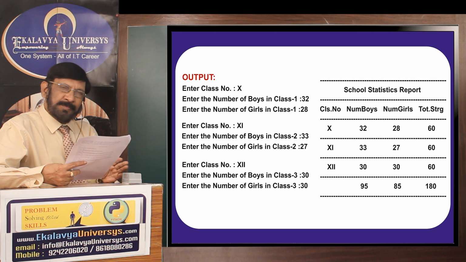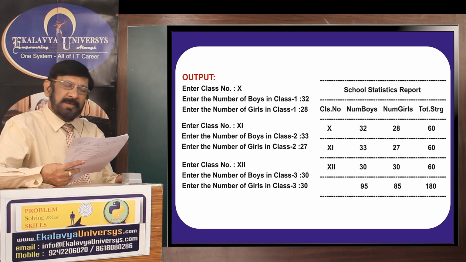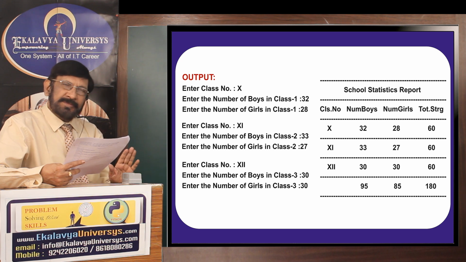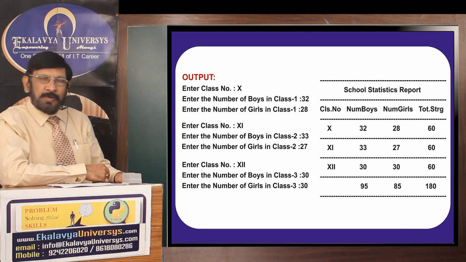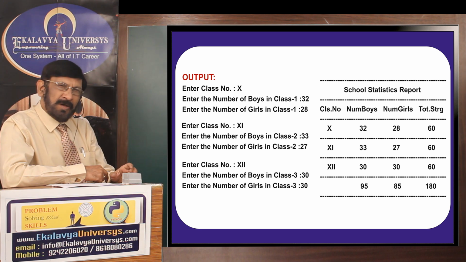Thereafter, boys strength and girls strength may not be equal. Generally, in most colleges boys strength is more. That's why total boy strength is 95, total girl strength is 85. Total strength of 3 classes is 180. In this manner, when somebody sees your program, they get a first impression of you because of all these things.